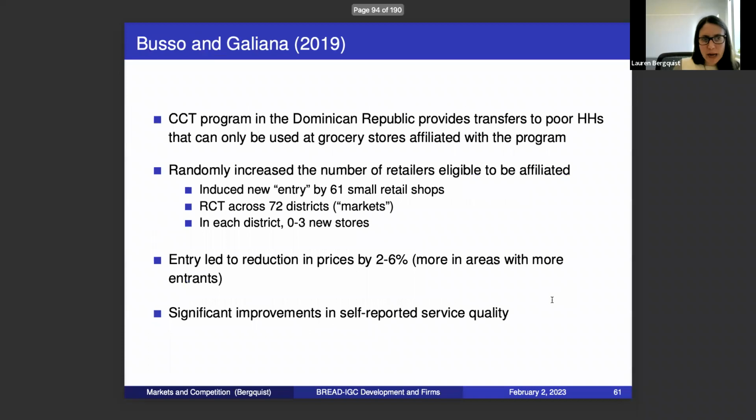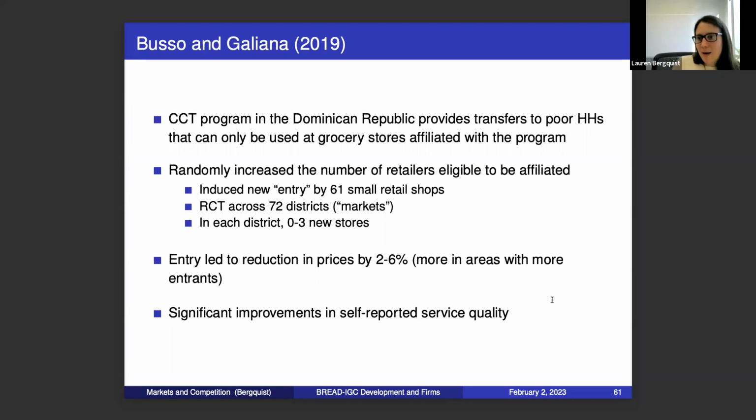So this first paper is by Busso and Galeana, and they're basically randomizing entry into the grocery store market in the Dominican Republic. One thing I think is particularly clever here is you might think, how do you run an RCT where you randomize grocery stores? How do you convince grocery stores to enter? How do you literally physically build grocery stores?